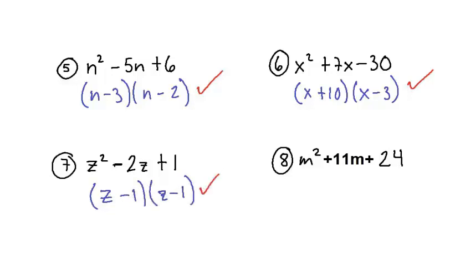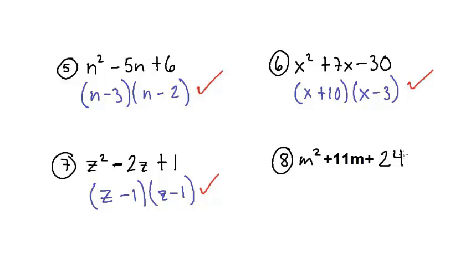Now let's think on this one. 24. How do you get 24? Well, 6 times 4. But 6 and 4 are not going to give you 11, right? So think on different numbers. 24 is 12 times 2. But 12 and 2 are not going to give you 11. They could give you 14. Or if you subtract them, they could give you 10. But they're not going to give you 11.